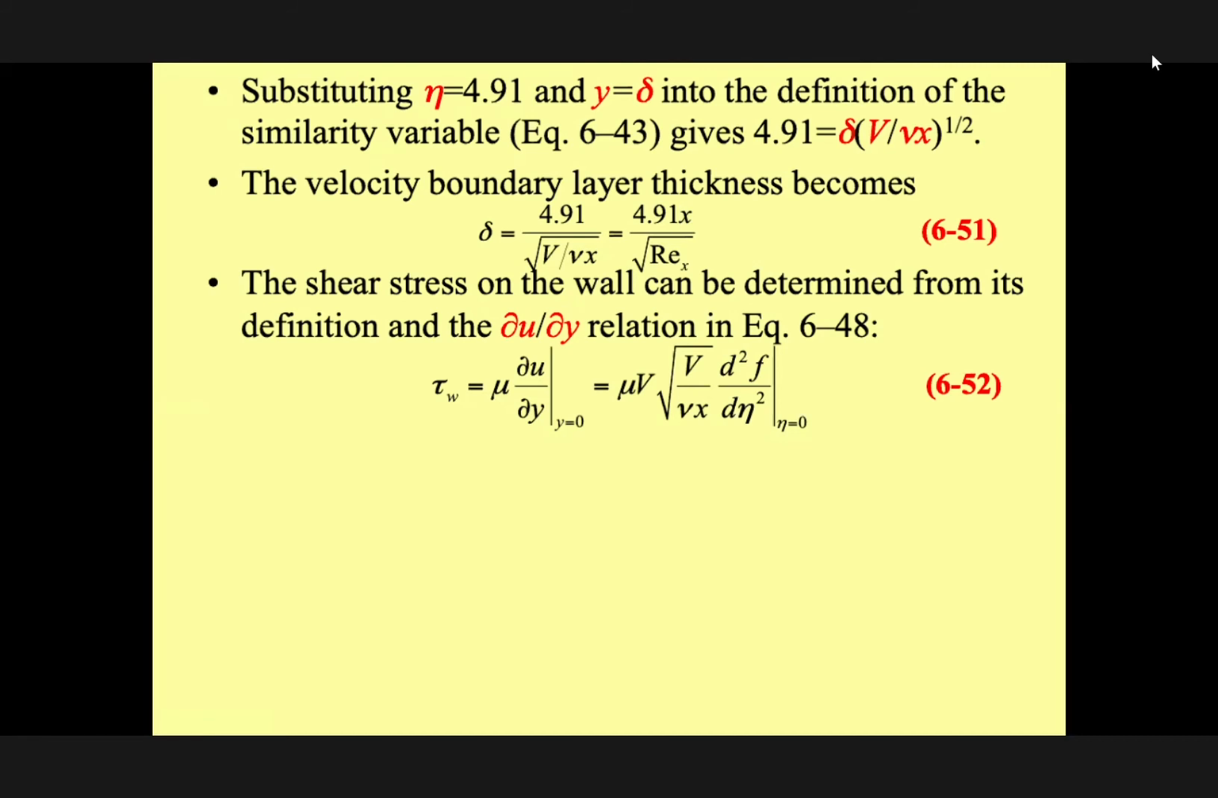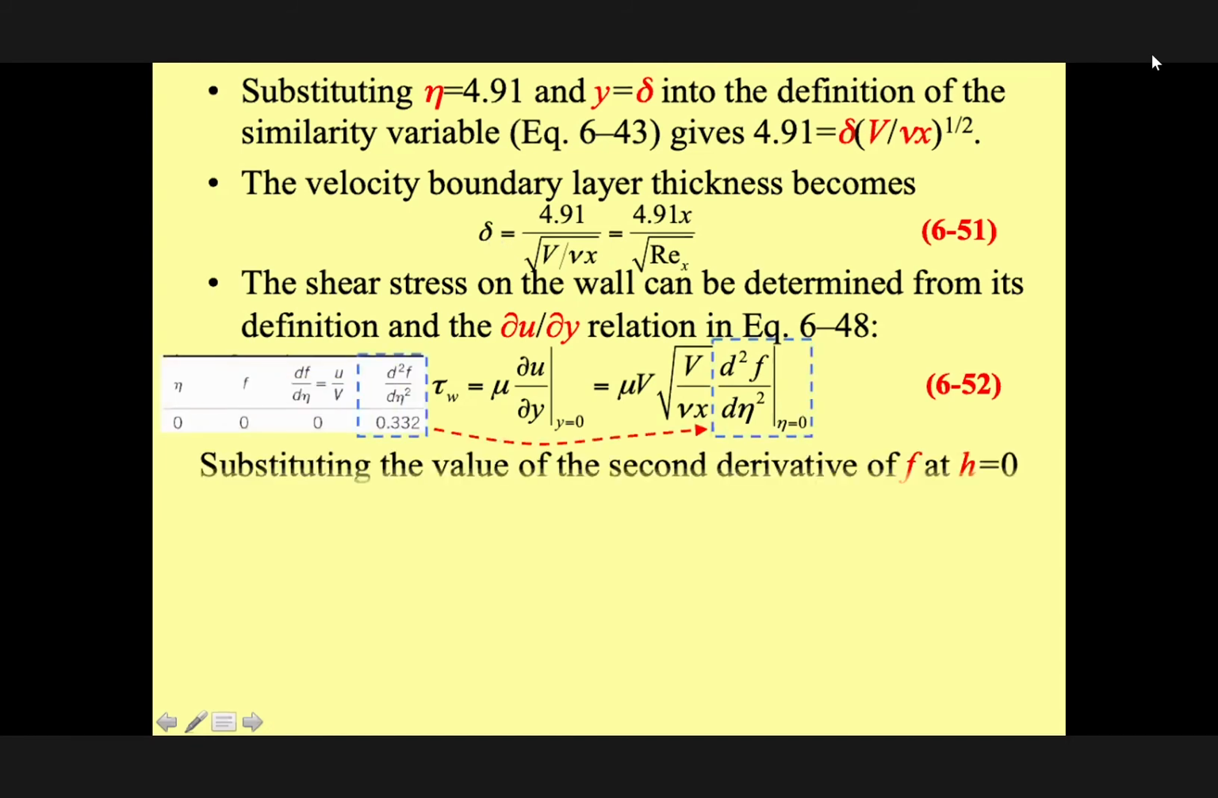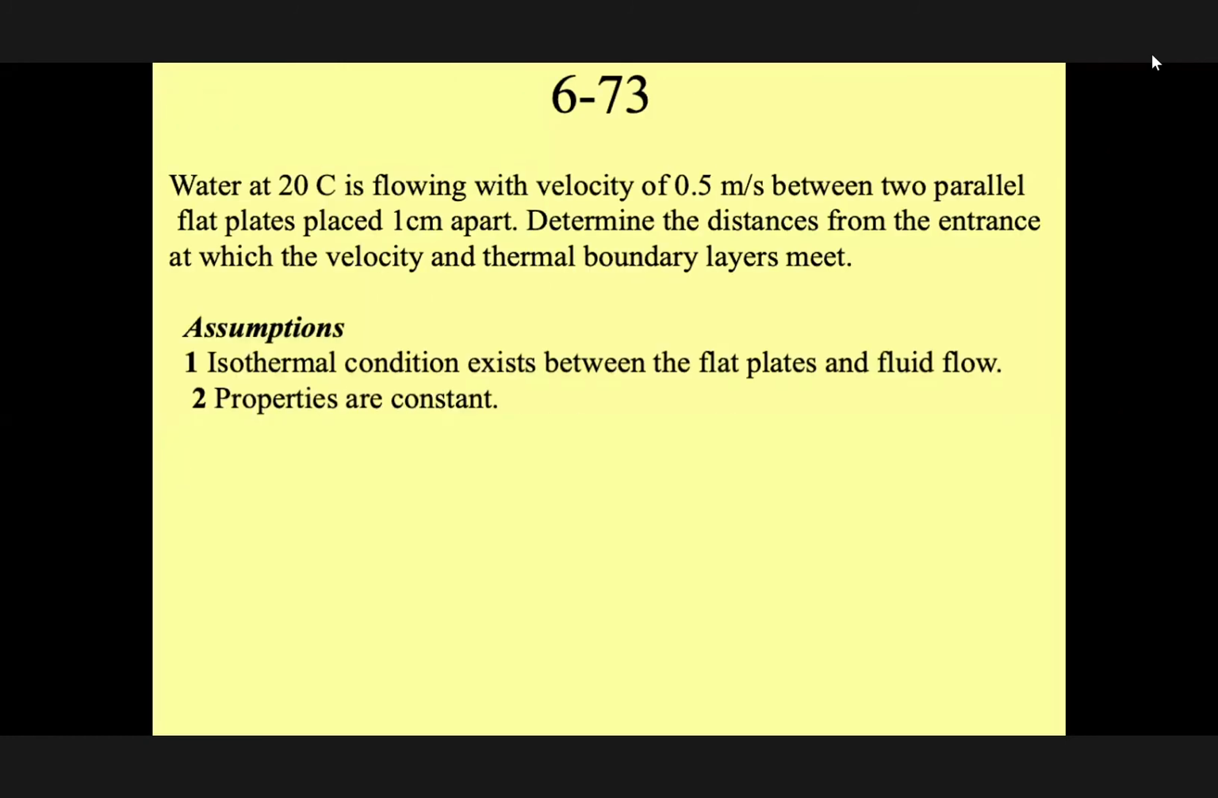Now we have an expression. We can calculate the thickness of the boundary layer for velocity. The question here is at which point they meet each other. We agree they meet each other at the center of the plate, so 0.5. That's right. Therefore, we can go back and start to do this one.